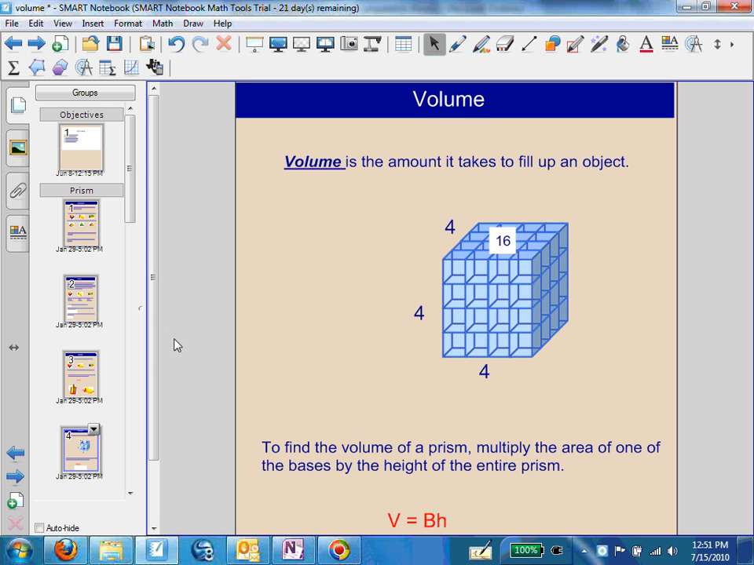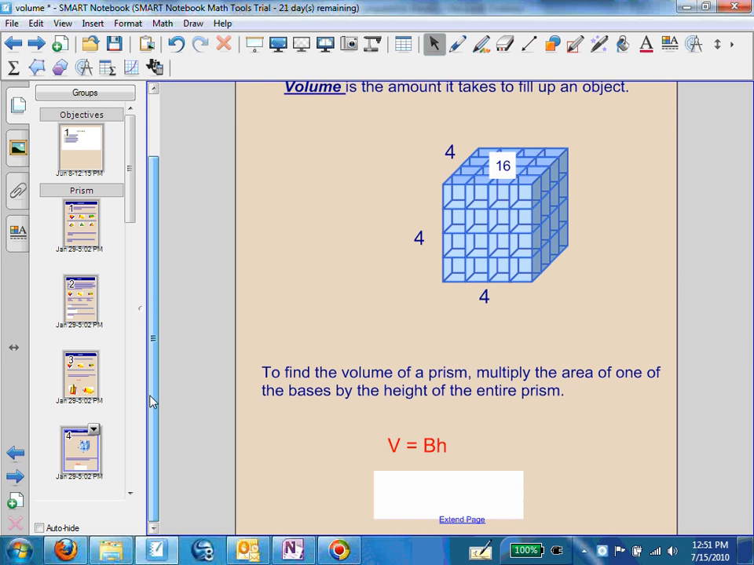So let's look at an example. To find the volume of a prism, multiply the area of one of the bases by the height of the entire prism. So in this example, we know the area of this top base is 16, because this is a cube, so it's 4 times 4. So that area is 16, and then the height is 4. So when we multiply, we get 16 times 4, which is 64. That's our volume. Now, we're working in a three-dimensional world, so our units are going to be cubes when we find volume, once we start working with units.